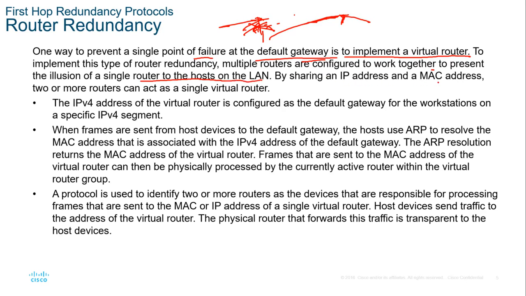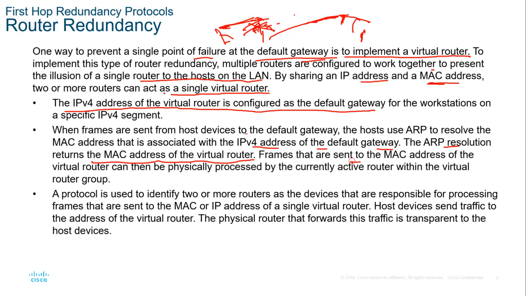By sharing the IP address and MAC address, that is, the same IP address you assign here, the same here and the same again on this one, two or more routers can act as a single virtual router. The IP address of the virtual router is configured as the default gateway. When a frame is sent from a host device to the default gateway, the host uses FHRP to resolve the MAC address that is associated with the IPv4 address of the default gateway. The FHRP resolution returns the MAC address of the virtual router.